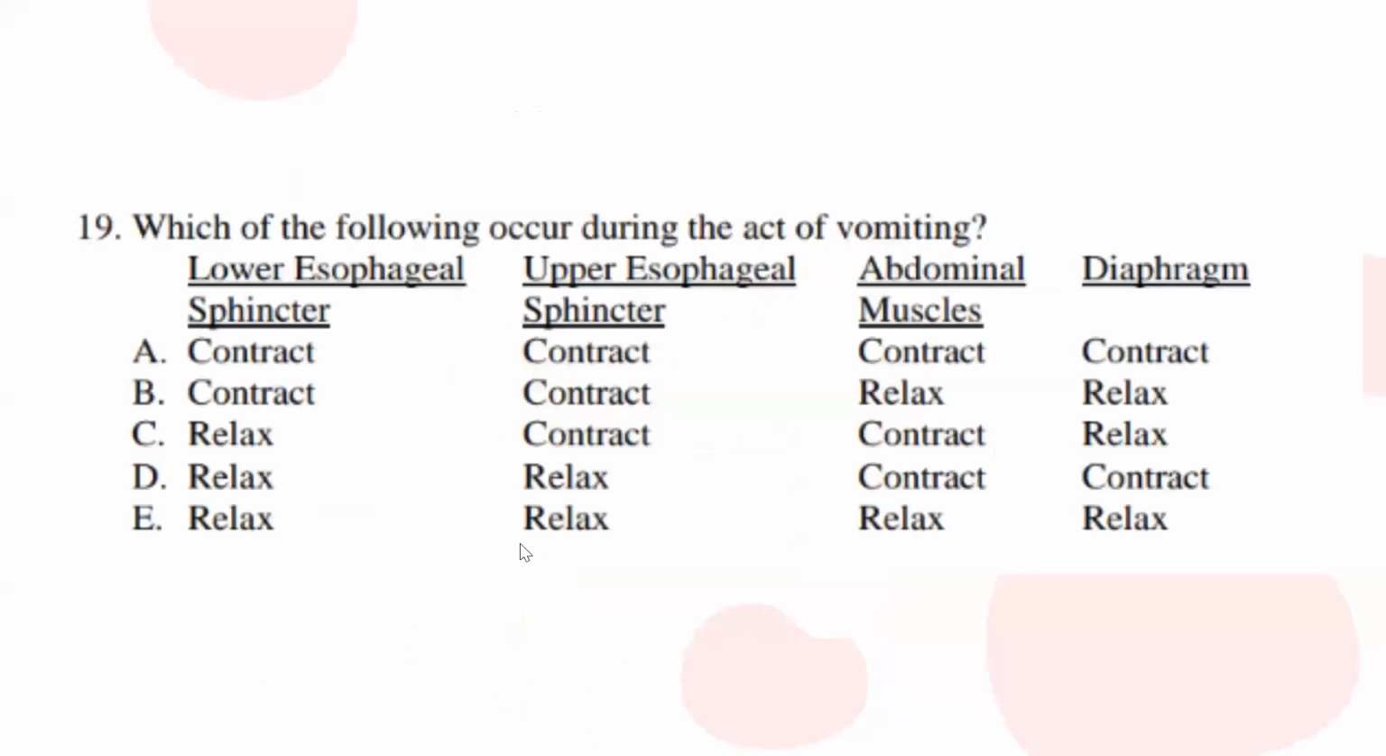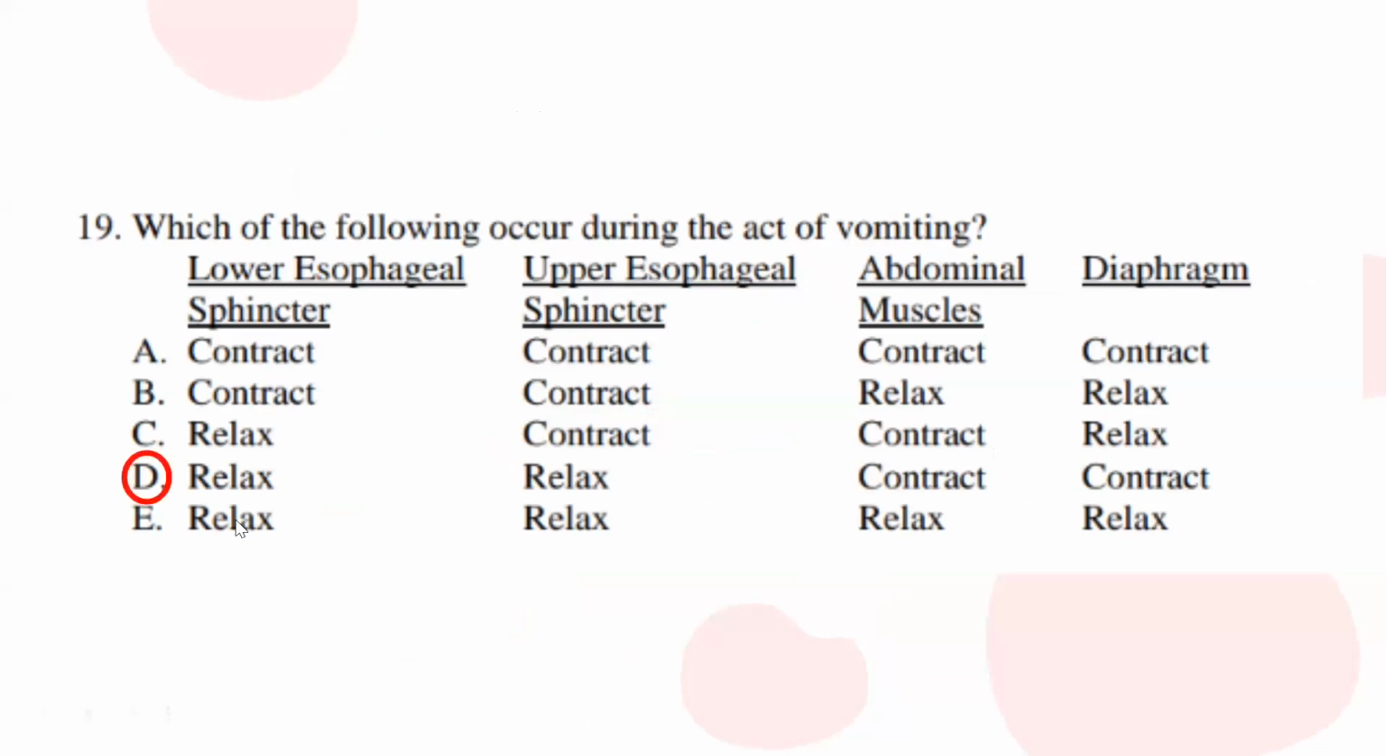Okay, which of the following occurs during the act of vomiting? So what happens to the lower esophageal sphincter, the upper esophageal sphincter, abdominal muscles, and the diaphragm? D. Absolutely, D. Okay. So yeah, thank you.